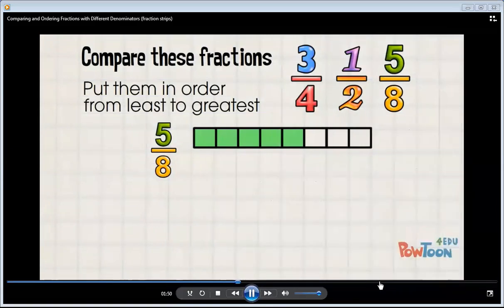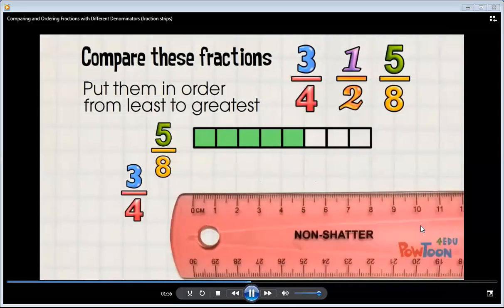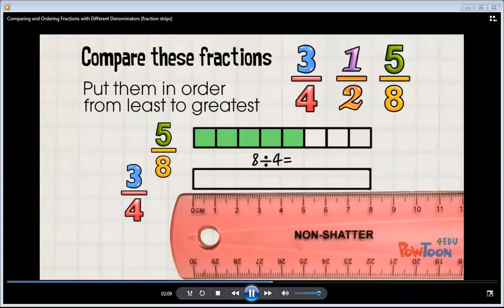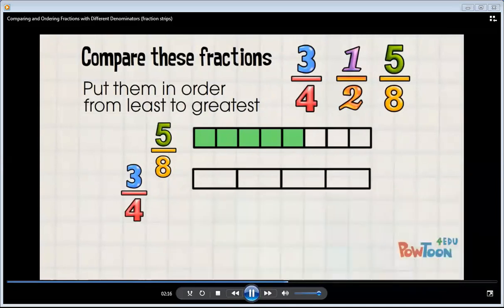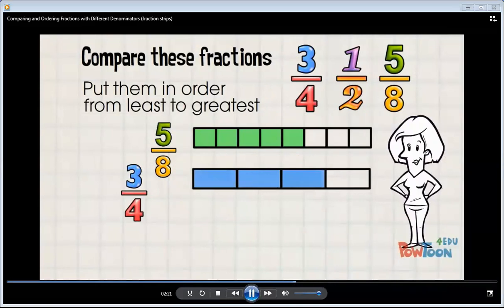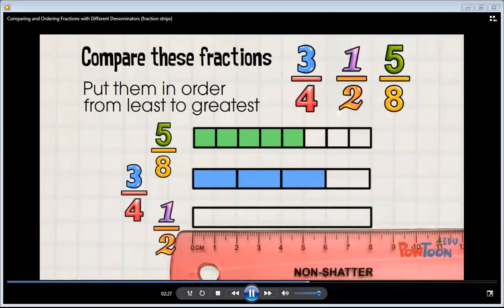Next, I go to 3/4. We know the fraction strips all have to be the same size, so I make another strip 8 centimetres long in line with the last strip. The denominator is 4, so I say 8 divided by 4, that gives me 2 centimetres for each part. 4 parts, each part is 1/4. Then I colour in 3/4 on the fraction strip. Last, I do the fraction with the smallest denominator, the half. 8 centimetres divided in 2 tells me each half is 4 centimetres long.